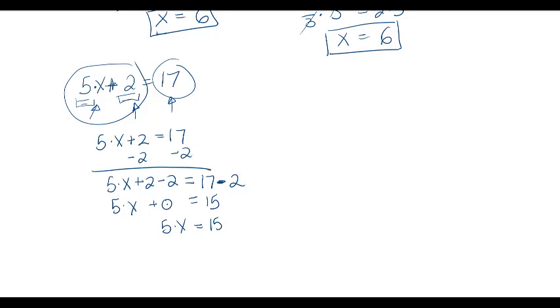Now we can divide by 5, right? So we can write divide by 5, divide by 5. 5x divided by 5 is exactly x, right? We're dividing 5 by itself. 15 divided by 5 is 3, and so we remain with x equals 3. So this is a pretty clear example where it made sense to first subtract the 2. In general, that will be the rule.